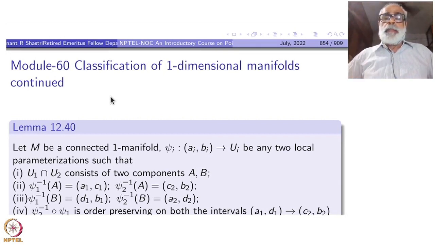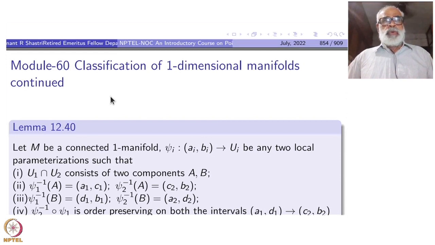Today we shall continue our classification of one dimensional manifolds which we started last time. Beginning with any manifold with or without boundary, the first thing we did was to reduce the proof to the case of manifolds without boundary. Now look at a manifold without boundary. Take a cover by coordinate neighborhoods. As soon as there is a cover, there will be a countable subcover because the manifold is second countable.